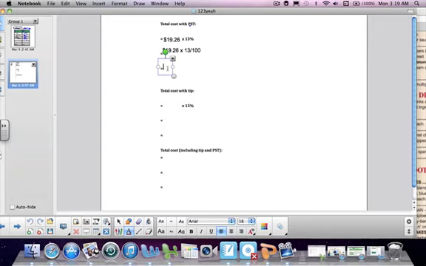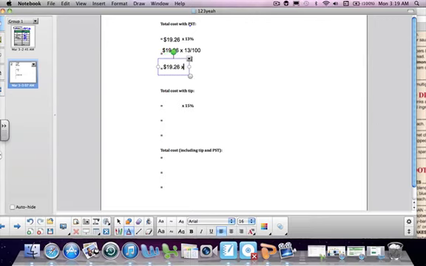So what you could punch into your calculator now is $19.26 times 13 divided by 100. So 1926 times 13 divided by 100. I get a total of $250. Okay, let's try this another way.